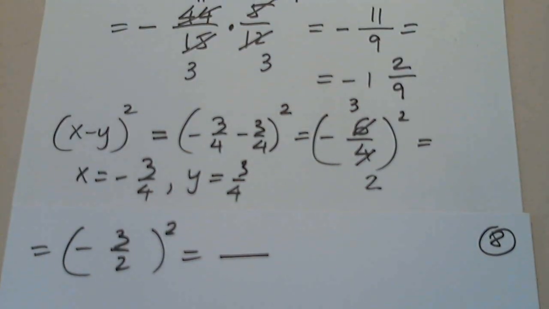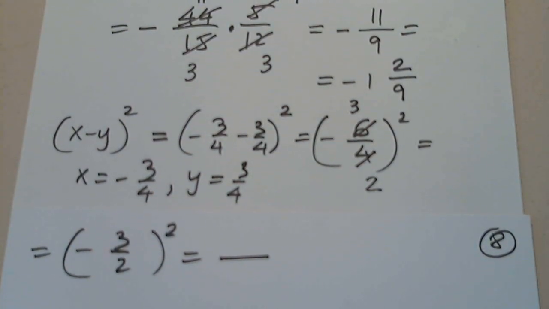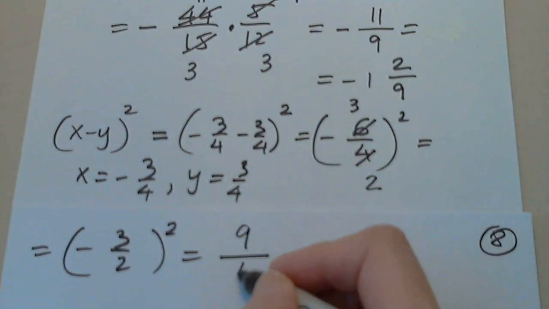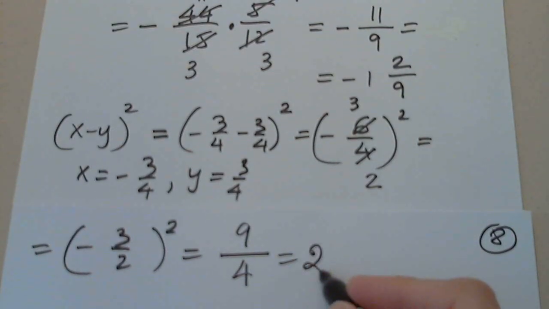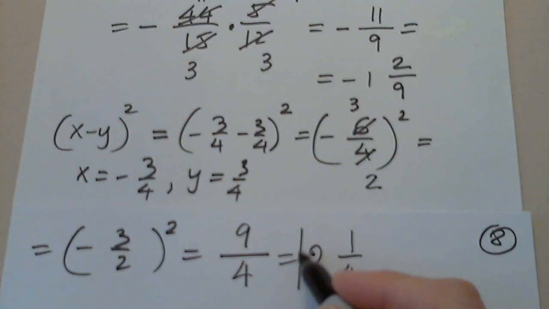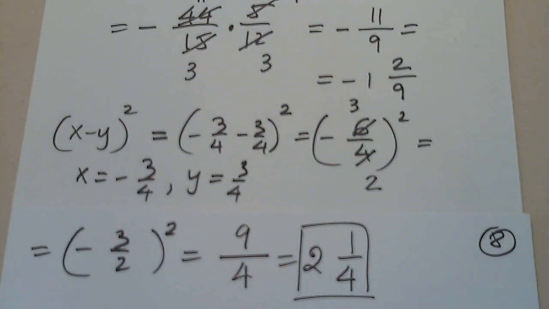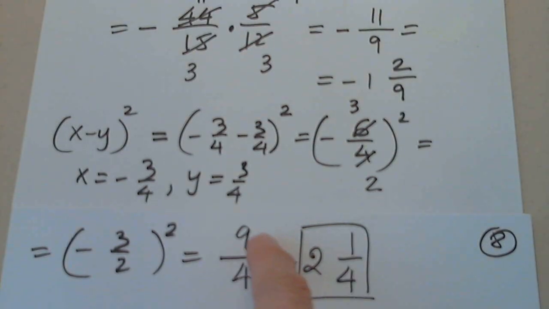Now please square the numerator and square the denominator. That's it. We have to take the integers out if that's what they want. So it's 2 and 1 over 4. How do you know? 2 times 4 is 8, plus 1 is 9.